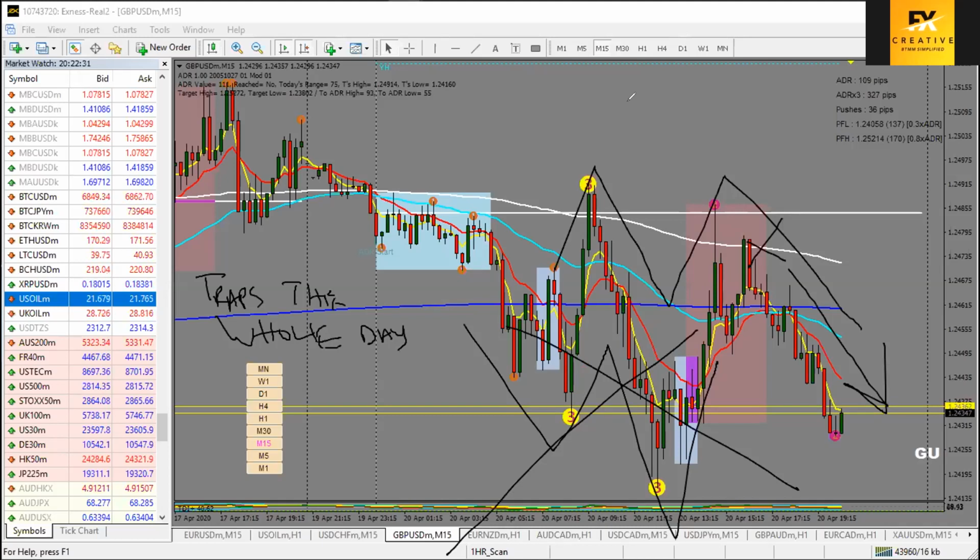If we are going down, fall for setups that are going down. If you are going up, fall for setups that are going up.